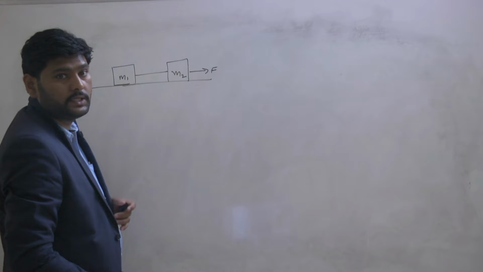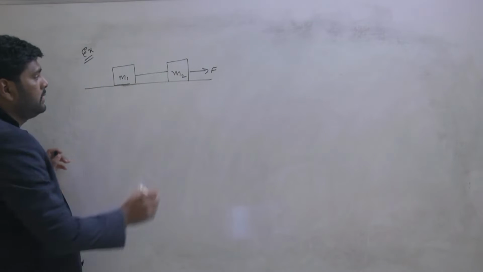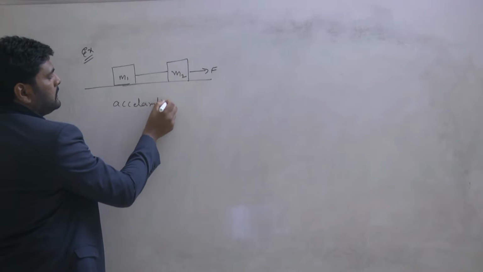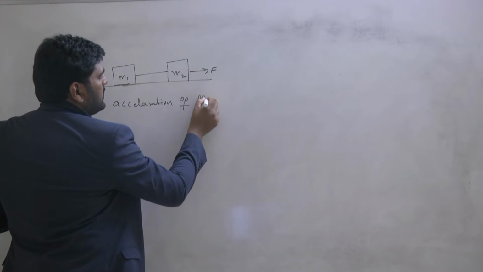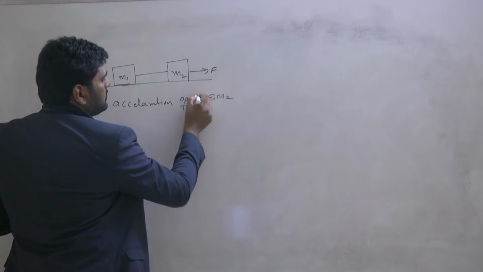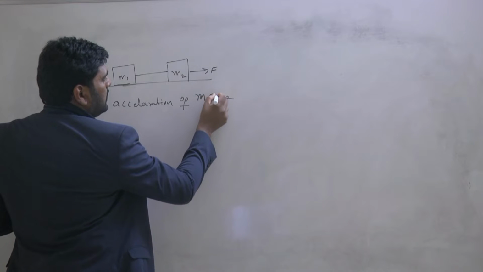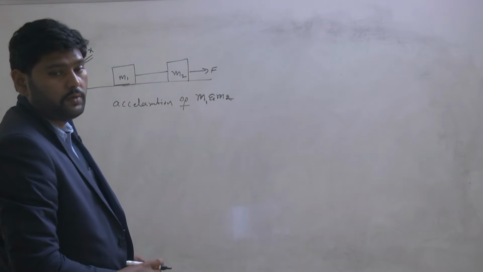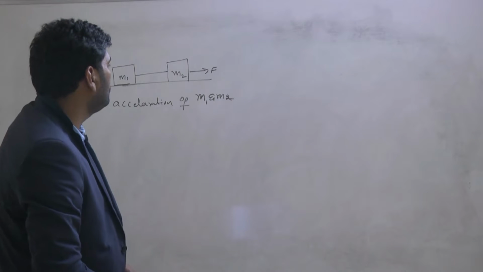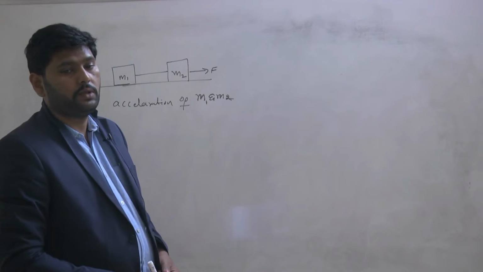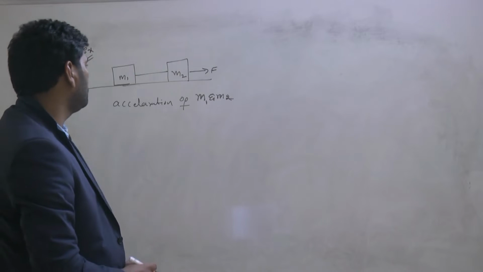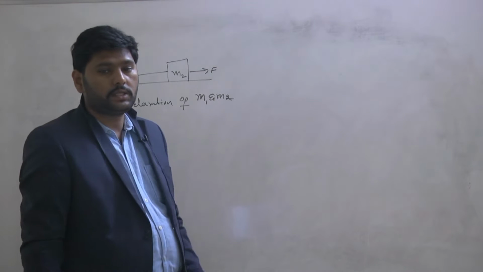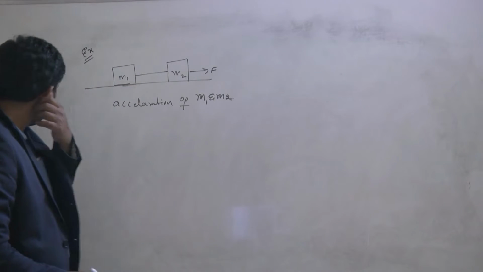When I apply force on M2, my question is: what are the accelerations of mass 1 and mass 2? We should find the acceleration of mass 1 and mass 2. So how will you find them? You will find them by using the free body diagram concept. Let's start drawing the free body diagram.